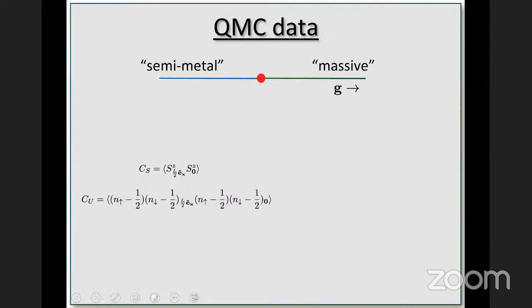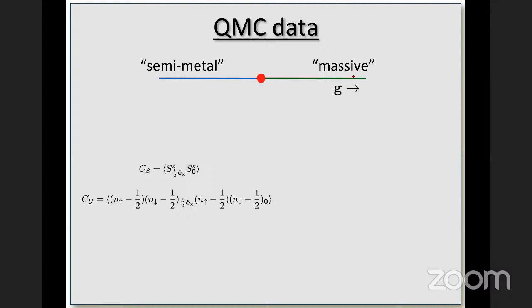Okay, so let's look at some data. Let me tell you basically what happens. When this parameter G is very small, I argued by hand waving that this is a semi-metal. When G is very large, it becomes a massive phase. We want to understand the nature of this massive phase. Remember, when you add a Hubbard repulsion U, if it's repulsive you get an antiferromagnet, and if it's attractive you get a superconductor. Now it's neither repulsive nor attractive because we don't have U. We have this other interaction. So the question is, what happens to this massive phase?